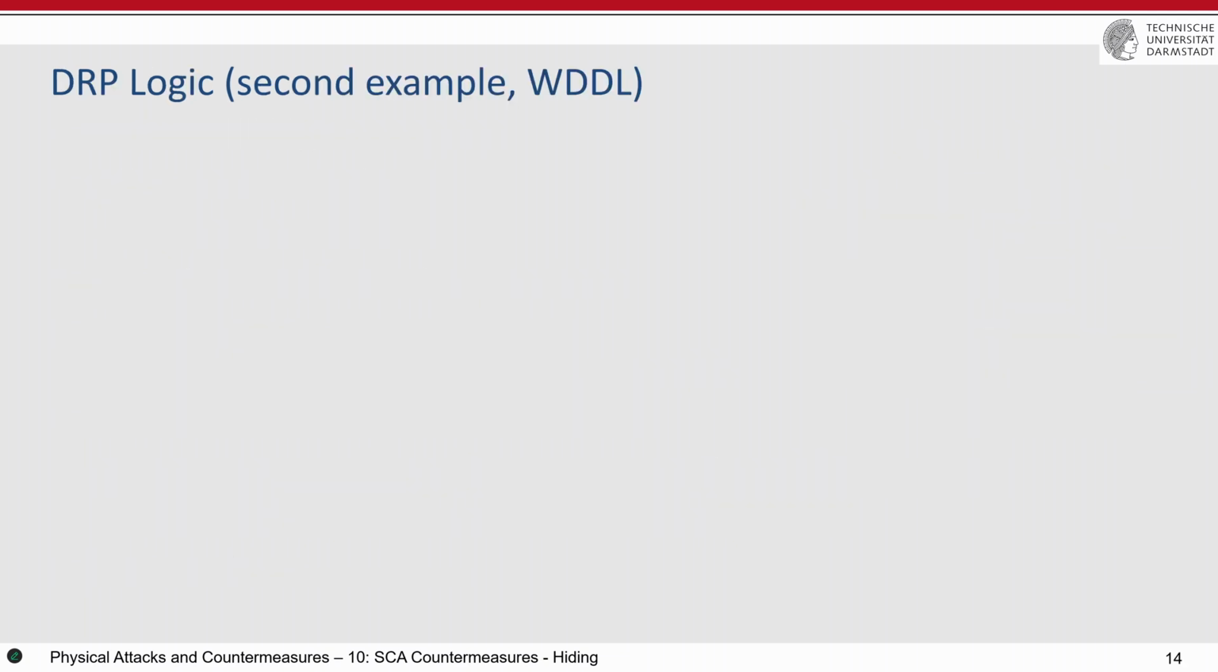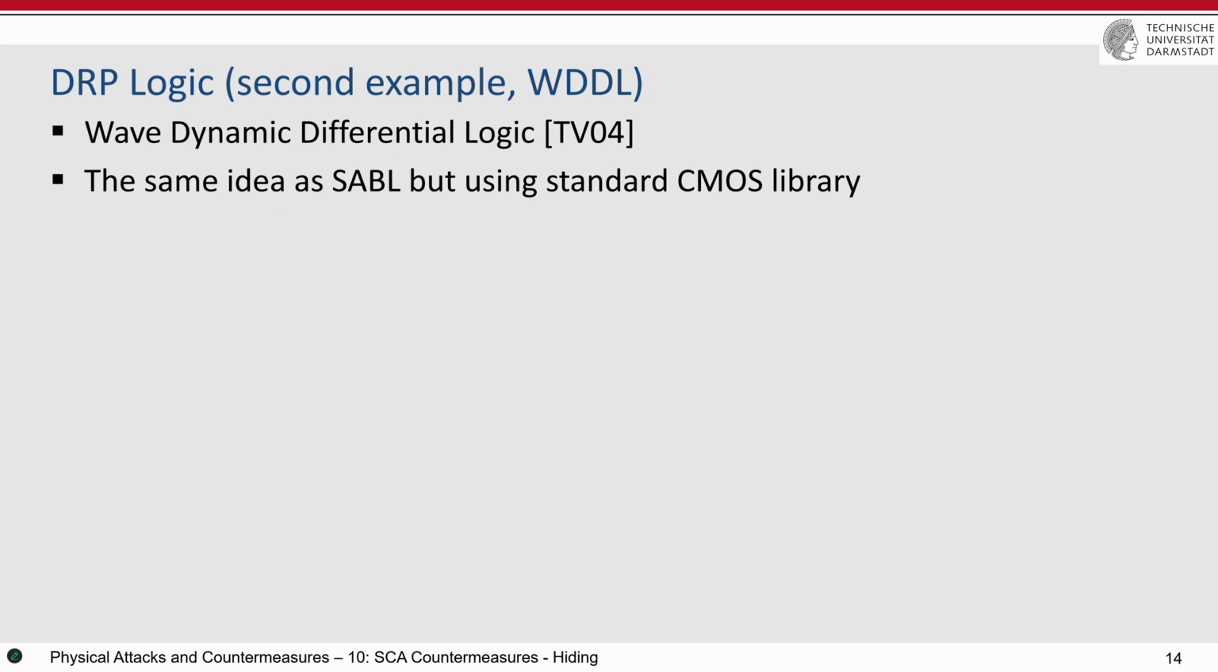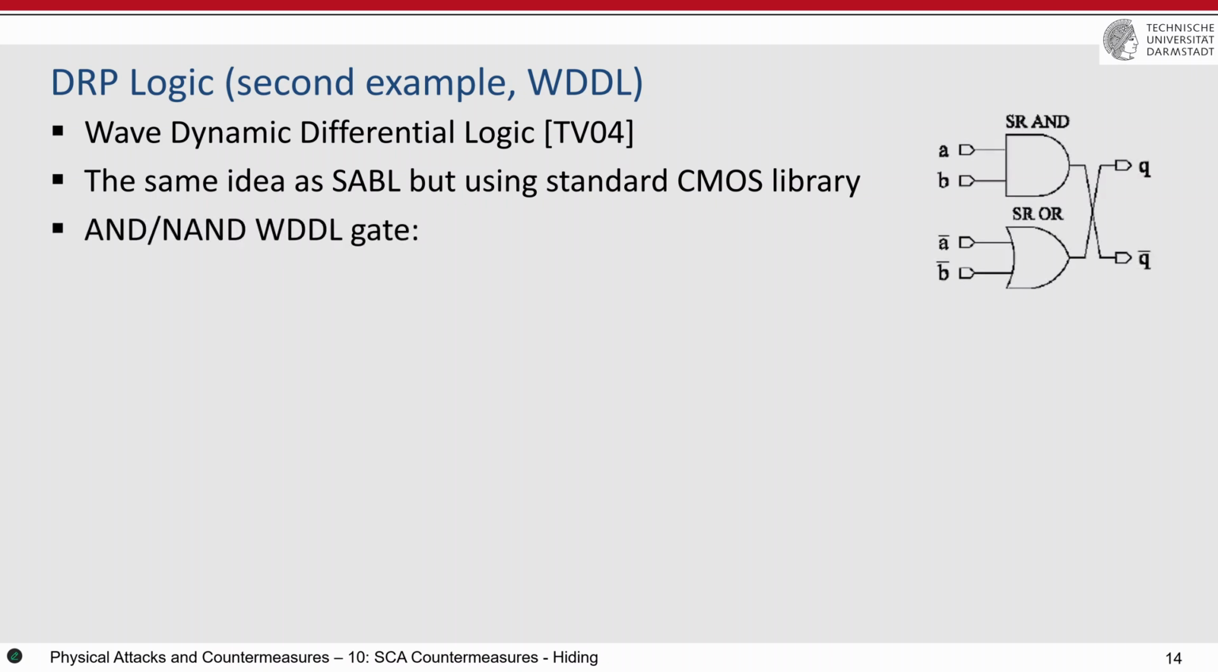For that reason, the successor was introduced 2 years afterwards, which is called WDDL, or Wave Dynamic Differential Logic. The benefit is that it works similar to SABL, but it uses only standard CMOS libraries. Then you don't need to go through the full custom design process. You can do it with the standard libraries. For example, here the AND-NAND gate of a WDDL is just one AND gate, and here one OR gate.